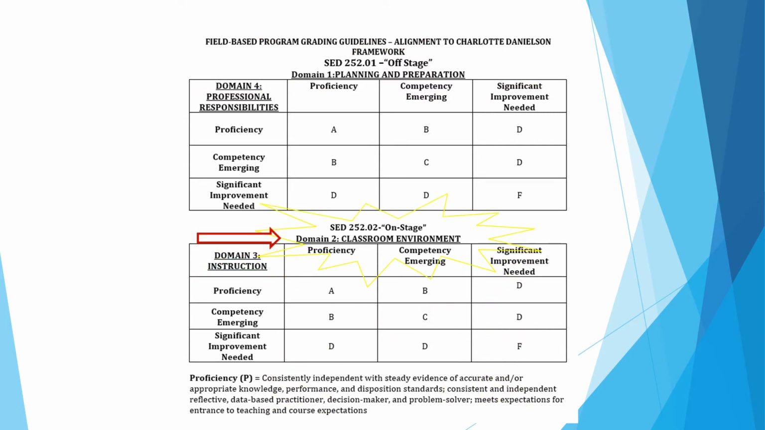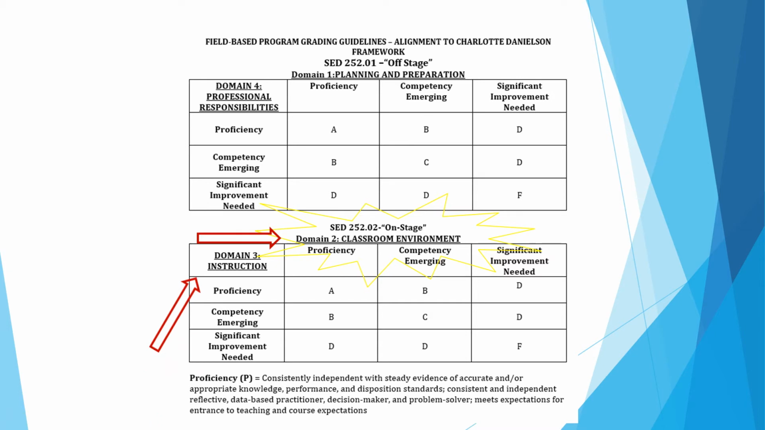Now let's make sure the process makes sense by looking at 252-02 together. 252-02 is assessing your performance in what area? That's right, your on-stage teaching. For this section, we will look at which two Charlotte Danielson framework domains? I've given you a hint here to get you started. That's right, domain 2, classroom environment. So the other option would be your domain 3, instruction.